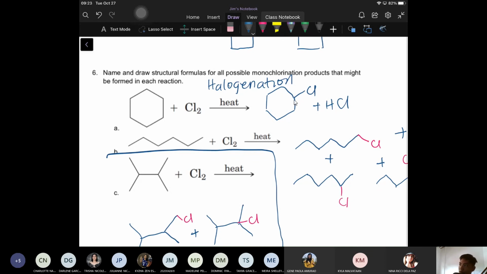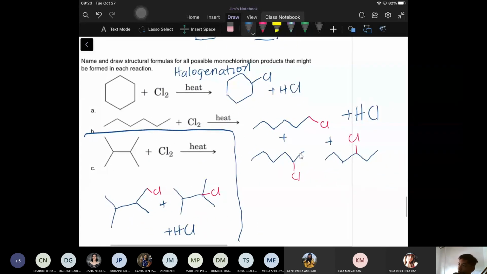So, for these examples that we have here, we have the monochlorination. Hanggang dito lang yung ibibigay ko sa inyo. So, monochlorination, ano mangyari dyan? Yung isang hydrogen, papalitan ng isang Cl. Okay? So, yan yung mga products natin. Make sure na you draw the isomers, no? All the possible isomers.